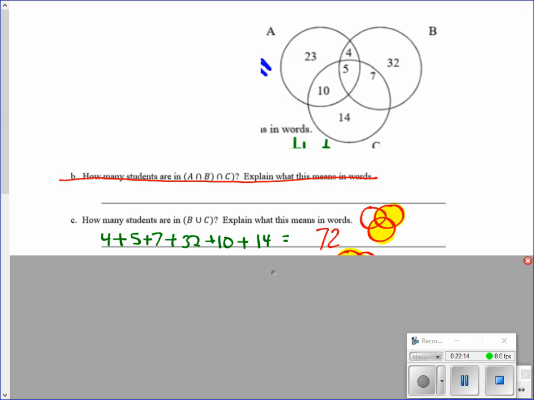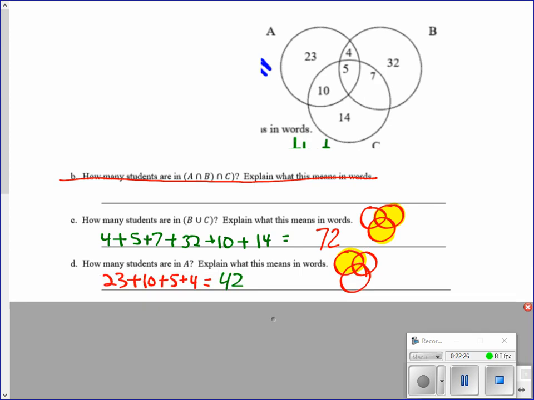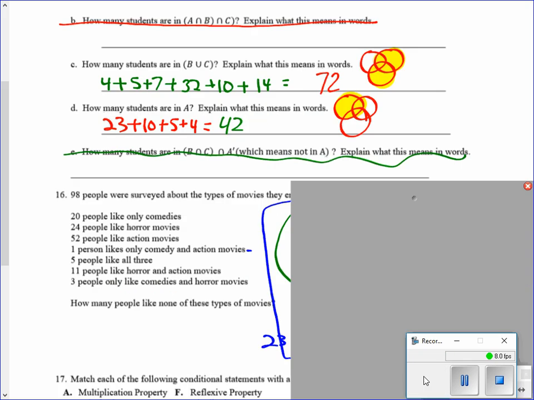All right, what's the next one? Next one is how many students are in A? Explain your answer in words there. Put me on pause, come back and check. All right, well that represents all the people in the region of A, 23, 10, 5, 4, right? Those are all those separate little regions. They add up to 42.